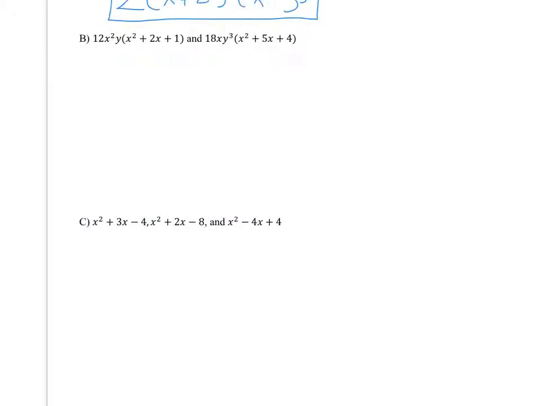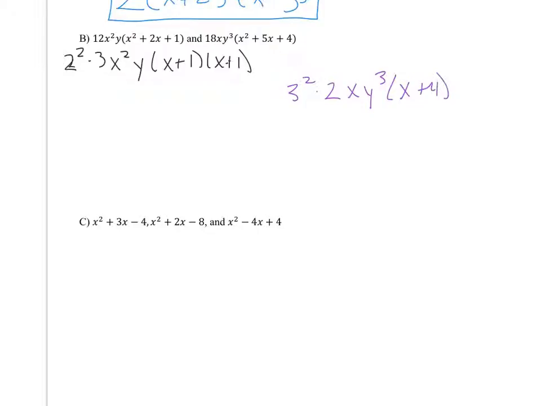So what about when I'm dealing with least common multiples with numbers and with variables? You can rewrite the 12 and the 18 with prime factorization. It will make it a little bit easier. So 12 is the same thing as 2 squared times 3, because that is the same thing as 4 times 3. And I have my x squared, y, and if I factor this, it would be x plus 1 times x plus 1. So I do 18. 18 is 9 times 2, which is 3 squared times 2. And I have my x, y cubed. I have x plus 4 and x plus 1.